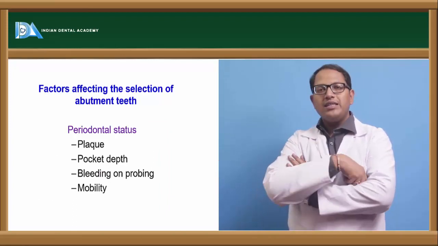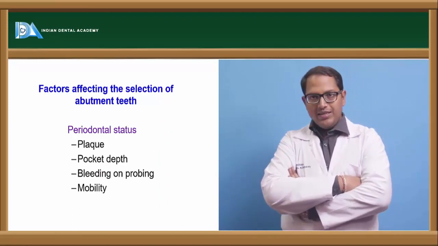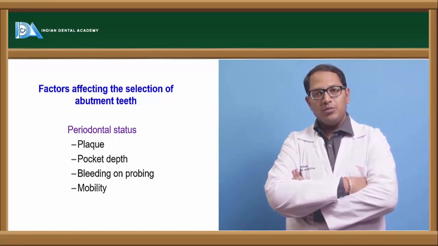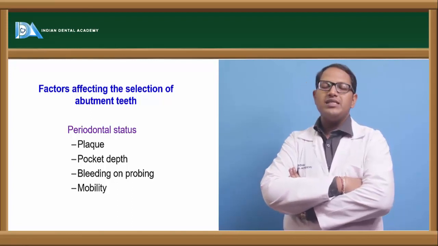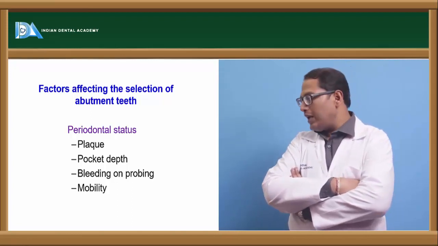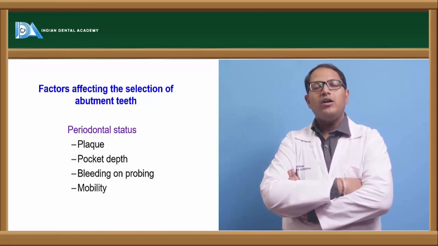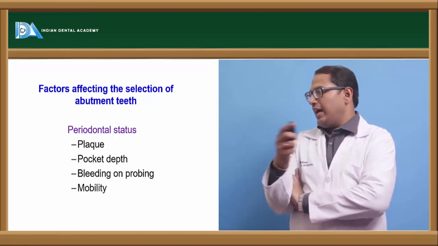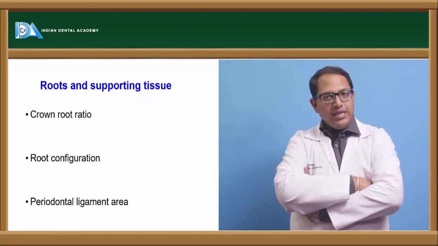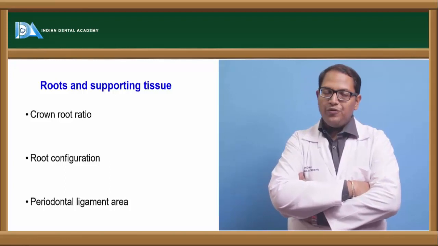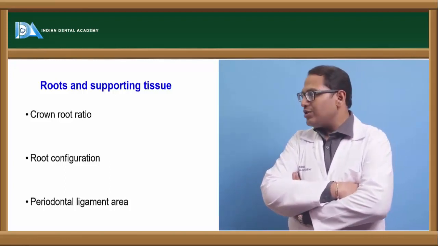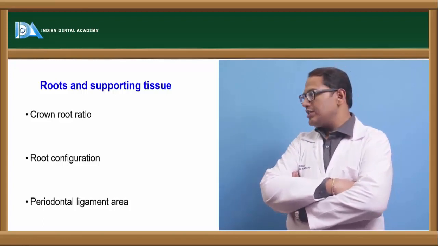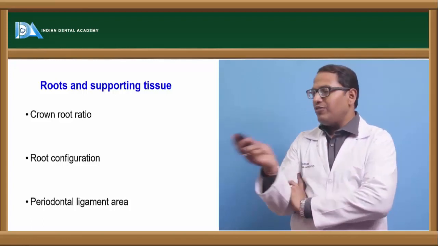Now, factors affecting the selection of abutment teeth. Looking at the periodontal status of the particular tooth, we need to see the mobility of the teeth. We have to see if there is any pocket depth present, any plaque, any mobility or bleeding on probing present. All these say that your tooth is unhealthy. And when our tooth is unhealthy, we cannot proceed with it as an abutment for a fixed partial denture. Coming to roots and supporting tissues like the crown root ratio, root configuration, and periodontal ligament area, we will come one by one to all of these.